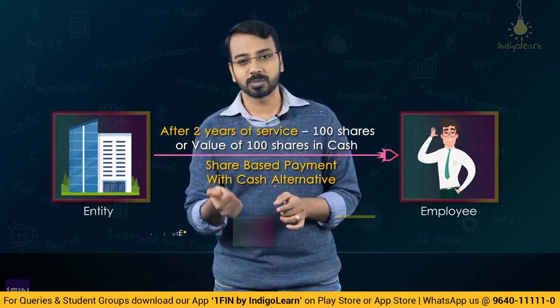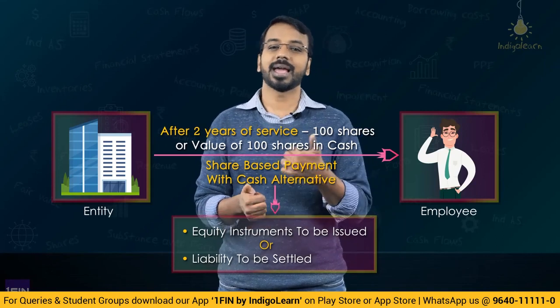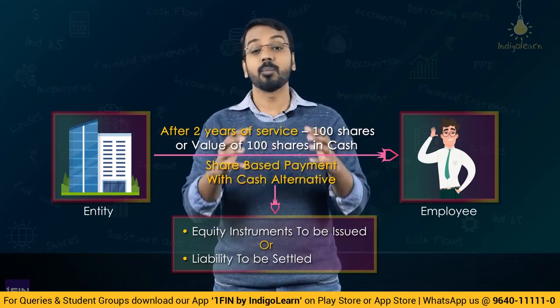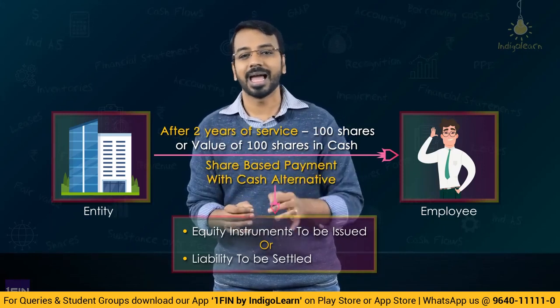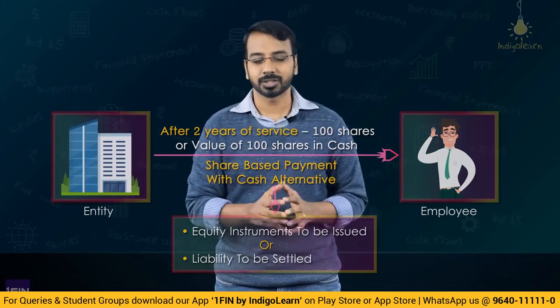One, equity instruments may be issued. Number two, there could be a liability which has to be settled because it is a cash settled transaction. So, it is a kind of compound financial instrument having both an equity component as well as a liability component. Now, how do we account for these transactions?